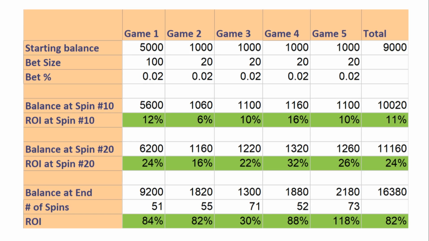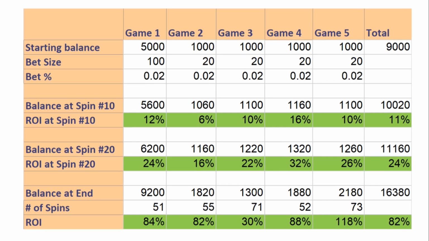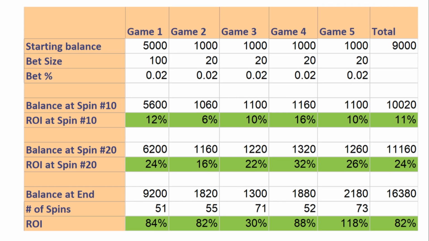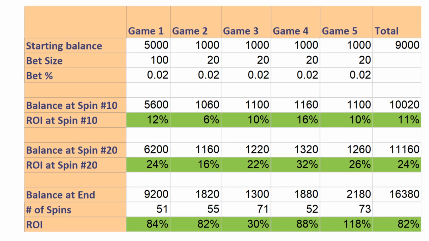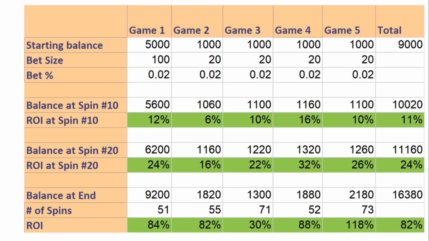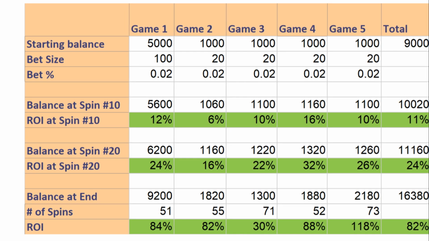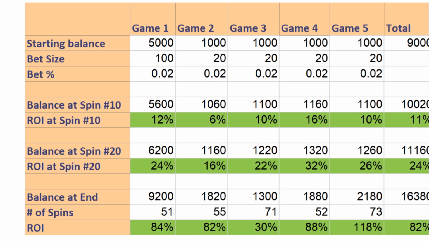Now let's look at the results. Check out these fascinating stats. By the time we hit the first major milestone at spin number 10, we were ahead in all 5 games, with gains ranging from 6% to an impressive 16%. On average, that's an 11% boost by spin 10. Talk about a winning strategy.